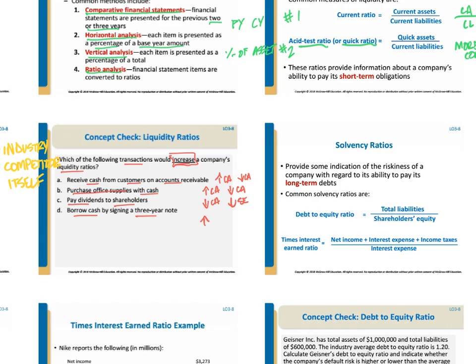Here we increase our current asset and increase a non-current liability. And because we're not increasing the denominator as well, then we do in fact have a change for the positive, an increase in the liquidity ratio.